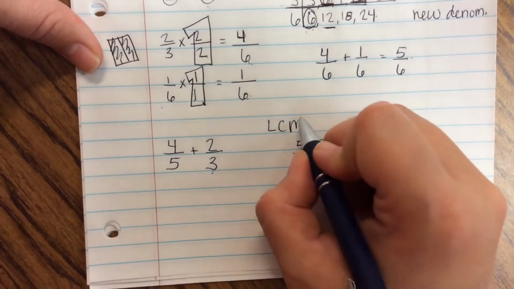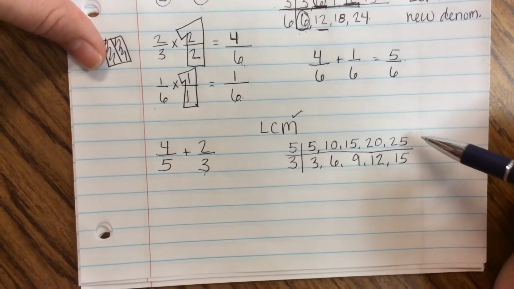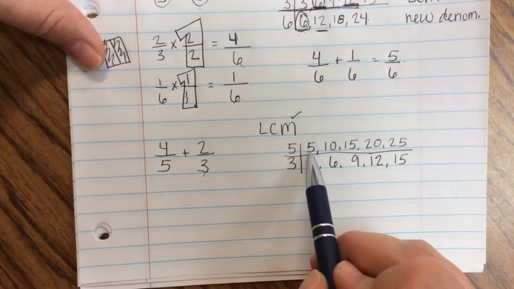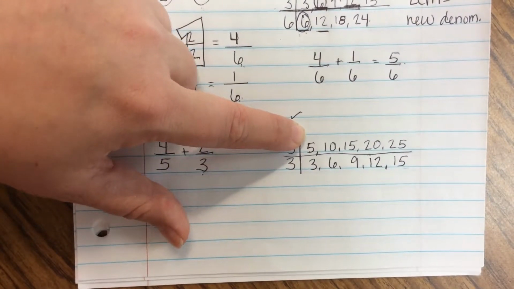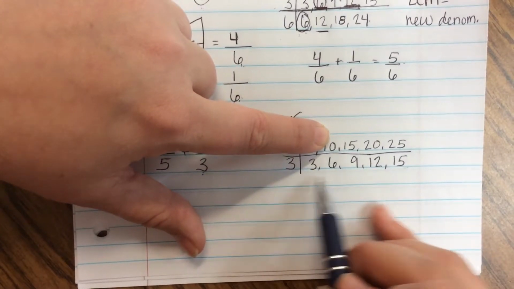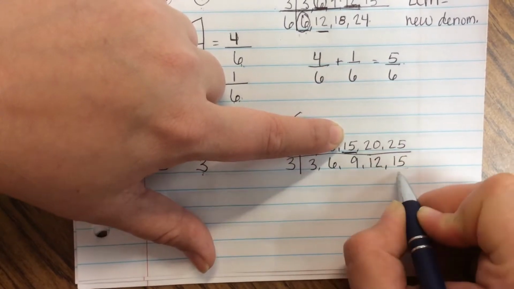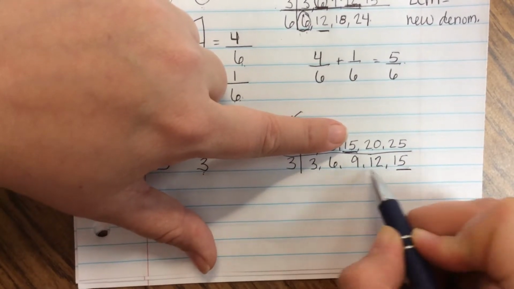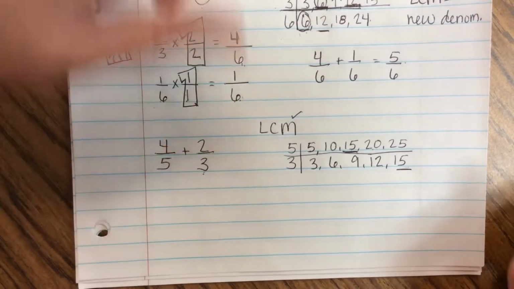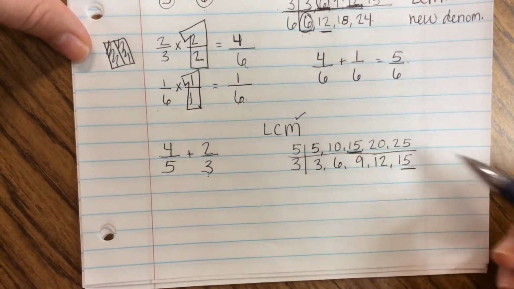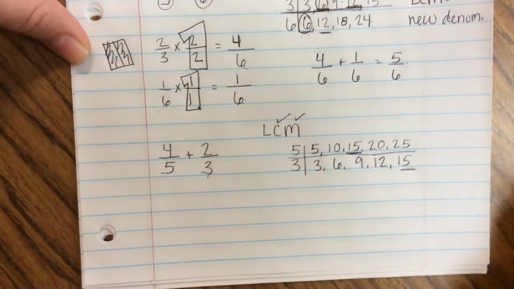After I list my multiples, I'm going to underline what is common between the two lists, what multiples are the same in both lists. Start with 5. 5 is not in my list of multiples for 3. 10 is not in my list of multiples of 3. 15 is in my multiples of 3. 20 is not in my multiples of 3. 25 is not in my multiples of 3. As long as I have one multiple that is common, that's all I need. 15, I'm also checked off that they're in common.